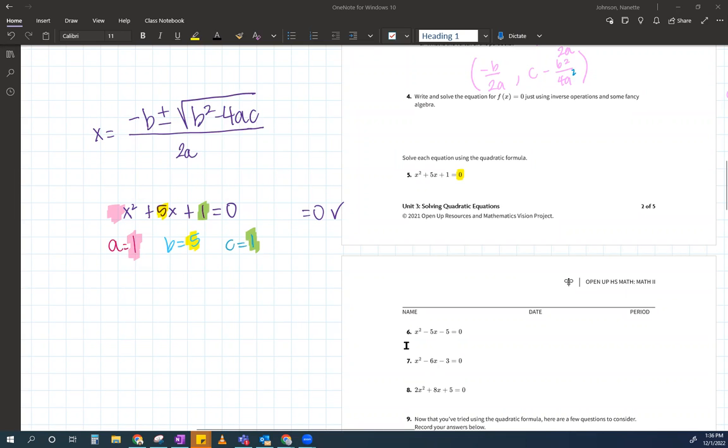The only thing is, over here, do you see how it says negative or minus 5? Make sure you make your B negative 5, okay? Always include that operation and sign because that actually matters.